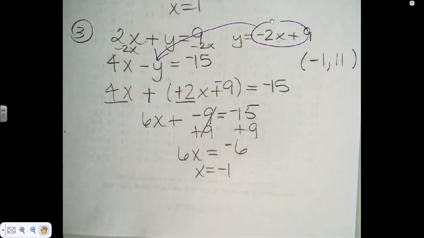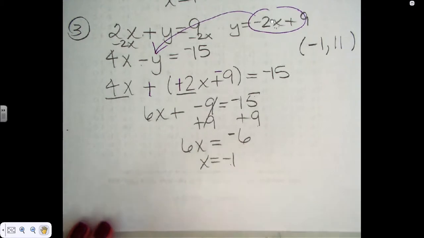Okay. Well, these were the three. Hopefully you have found your mistakes if you had any, and you were able to check to make sure that you are on the right track. Remember, there's an accuracy grade tomorrow over substitution and graphing.